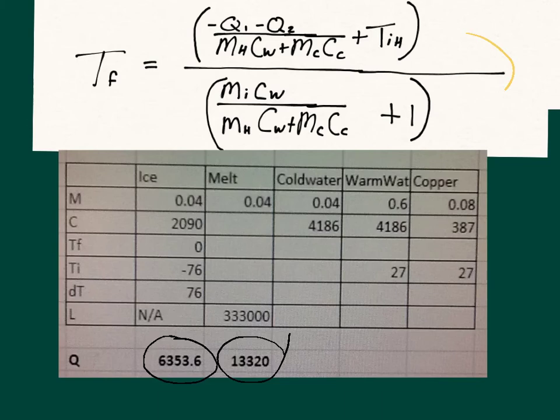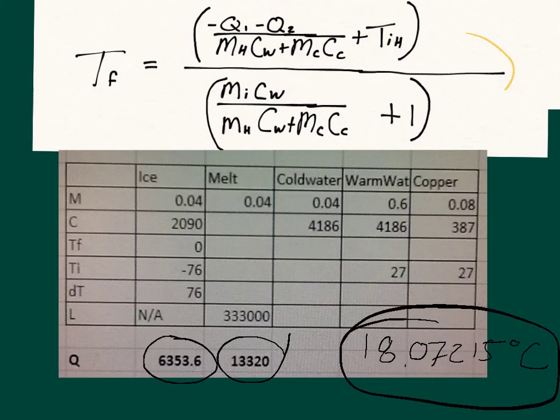The final answer to this problem, if you got the same numbers I had, is 18.07215 degrees Celsius. That's the final temperature, 18.07215 Celsius. I doubt anyone had the same numbers as me, but if you did, that's the answer. And there was 0 ice left. So all of the ice melted.